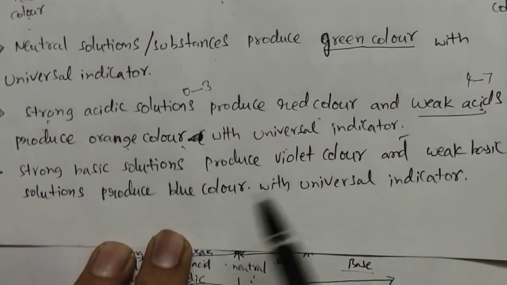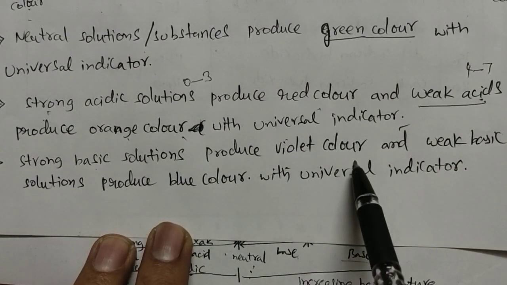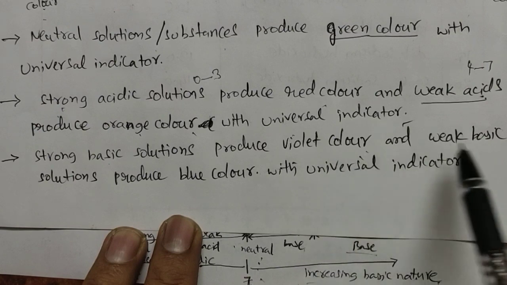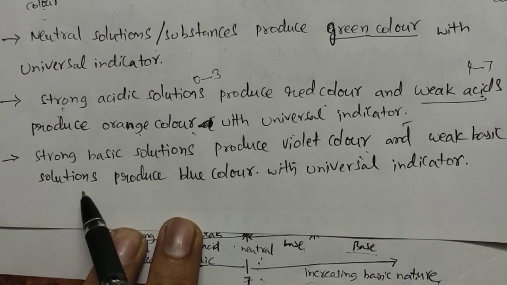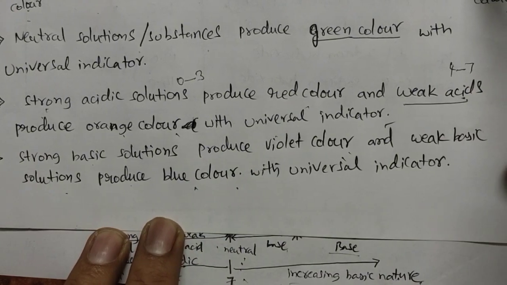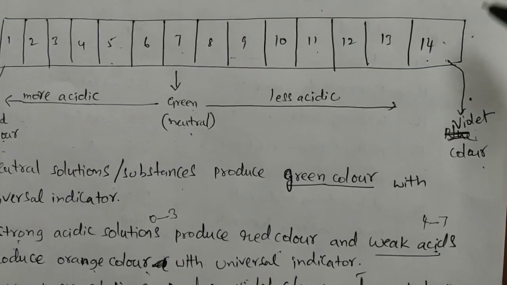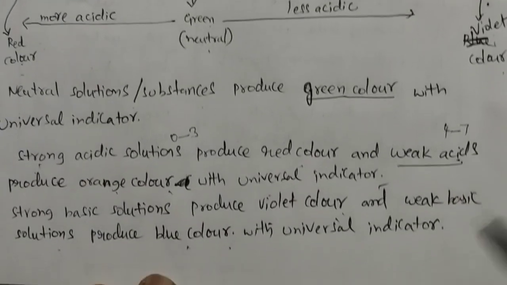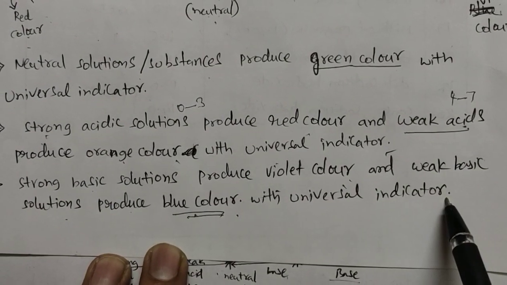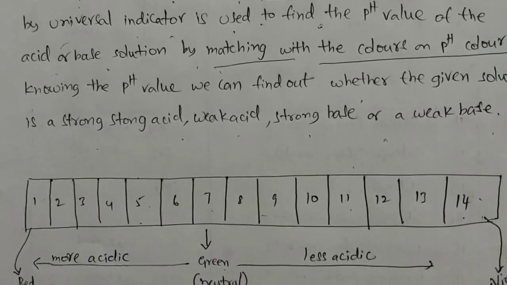Right. Similarly, strong bases produce violet color, and weak bases produce blue color. So pH 14 is strong, hence it produces violet color. Weak bases produce blue color. So that is the universal indicator. Okay, that's it for today's class.